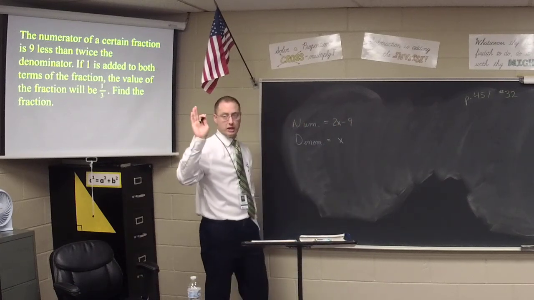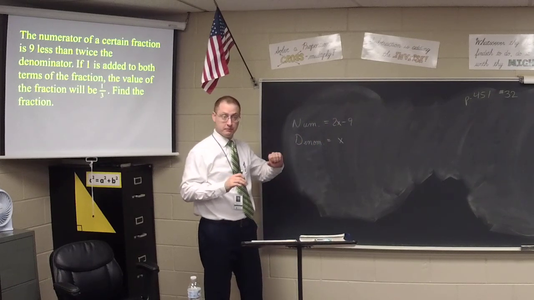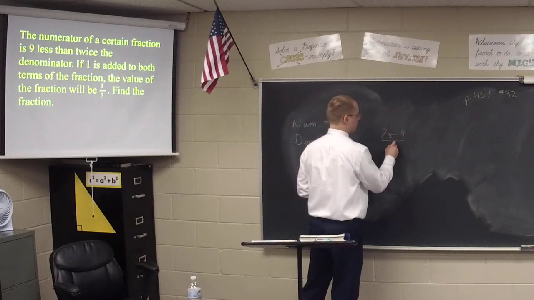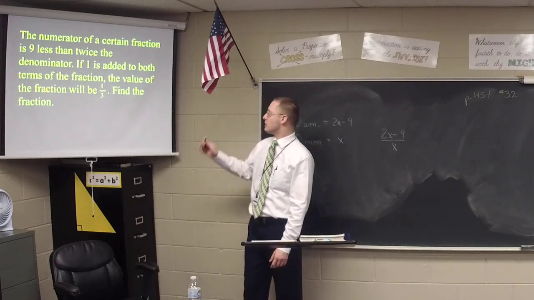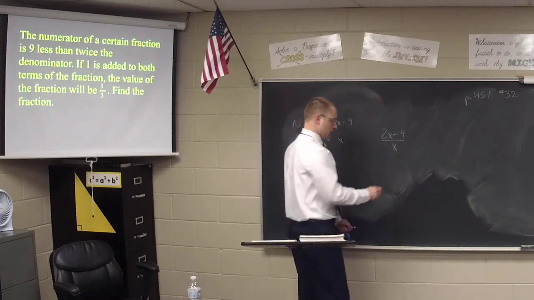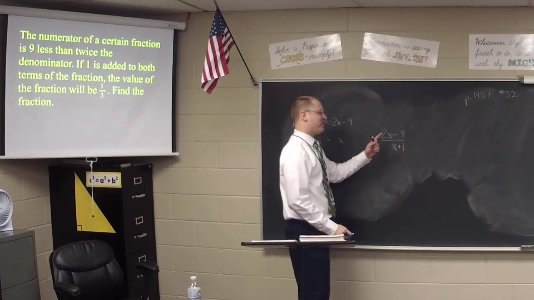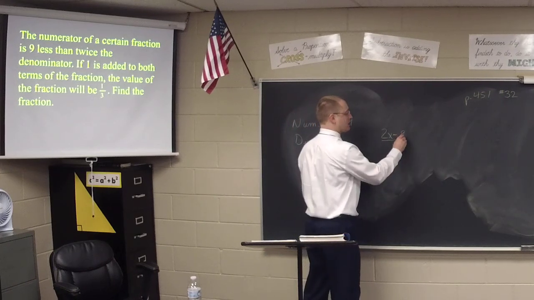How many had the denominator as x? And the numerator is 2x negative 9? So your fraction then literally is 2x minus 9 over x, correct? But then we do something. We add 1 to both terms of the fraction. So that this becomes x plus 1. And this, if you added 1, would become 2x minus 8.